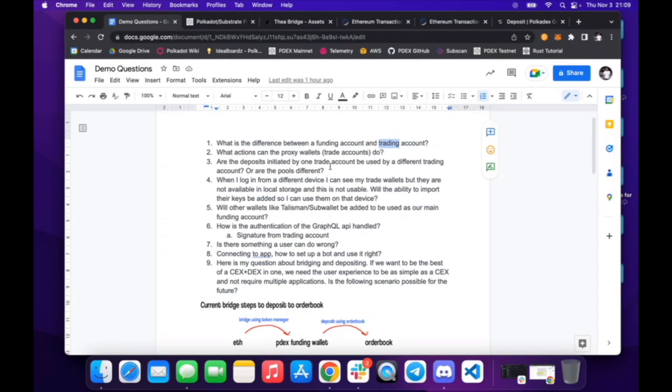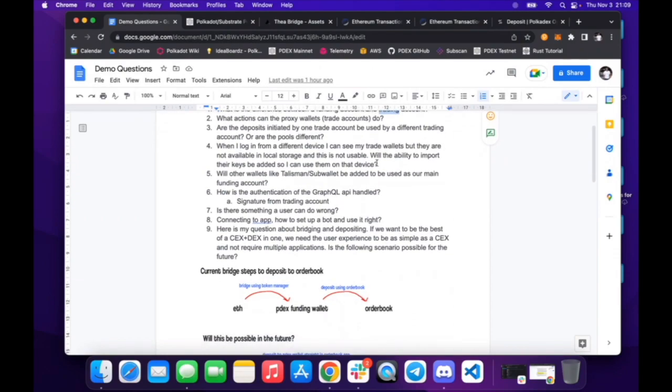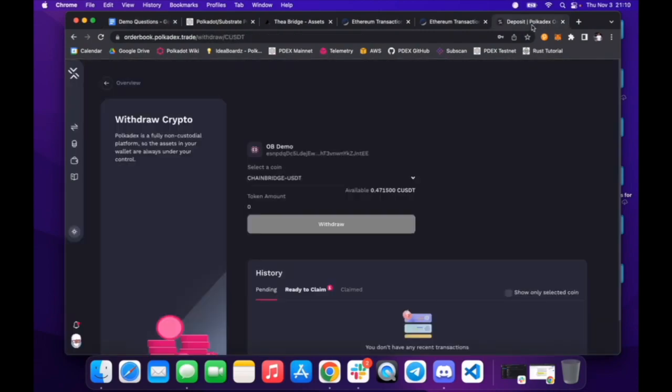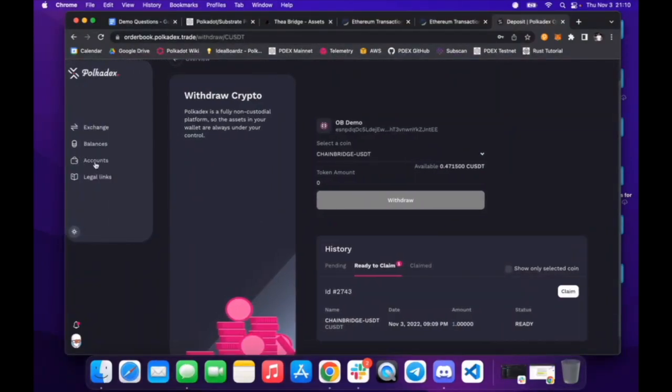What actions can the proxy wallets or trade accounts do? The trade accounts, as I mentioned, only purpose is to place trades, initiate withdrawals, and let bots do the trading for you. Can deposits initiated by one trading account be used by a different trading account, or are the pools different? Yes, that's a good question. Let me go back to the account manager. As you can see, it's ready to claim. Let me finish explaining about the question and then claim these.